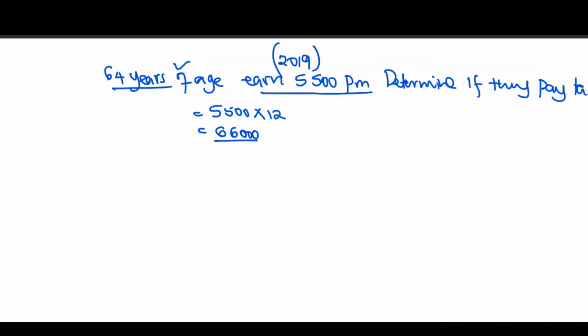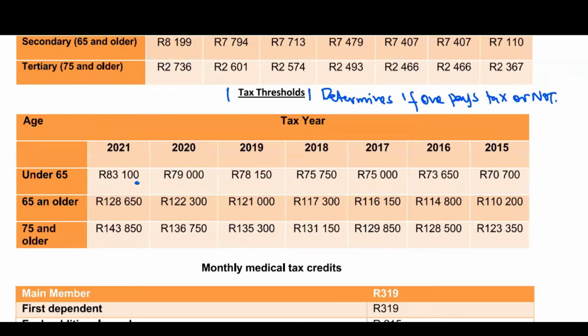So we shall come here. The person is 64 years of age. So when we come to the table, we shall see we are here, 64 years of age. So the person is here. I'm looking at that number because the person got 66,000. So this number is below the threshold. The person does not pay tax.